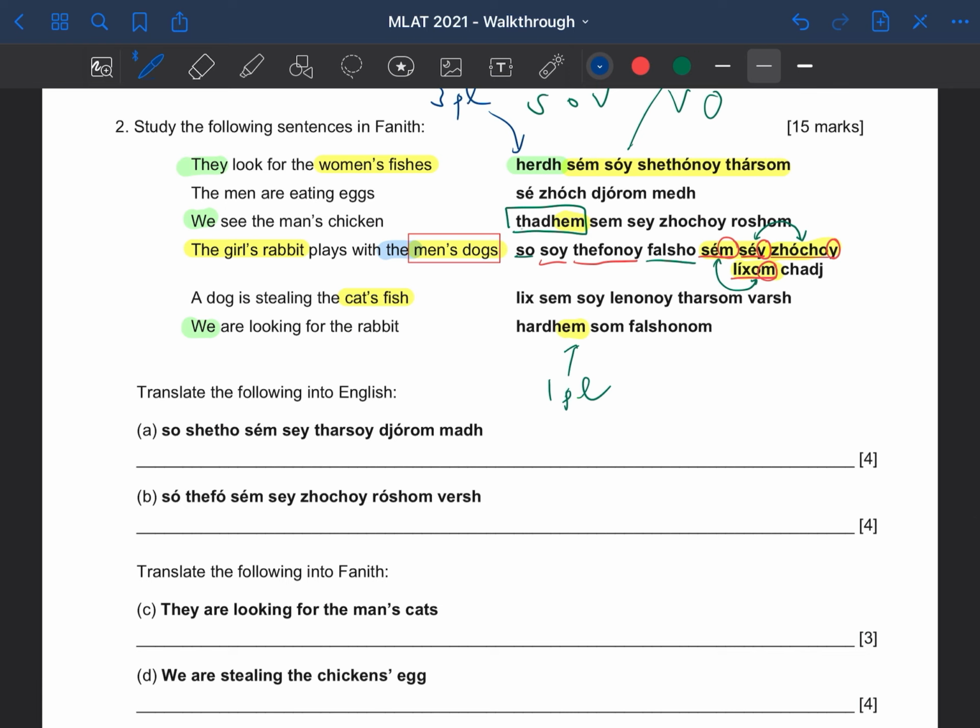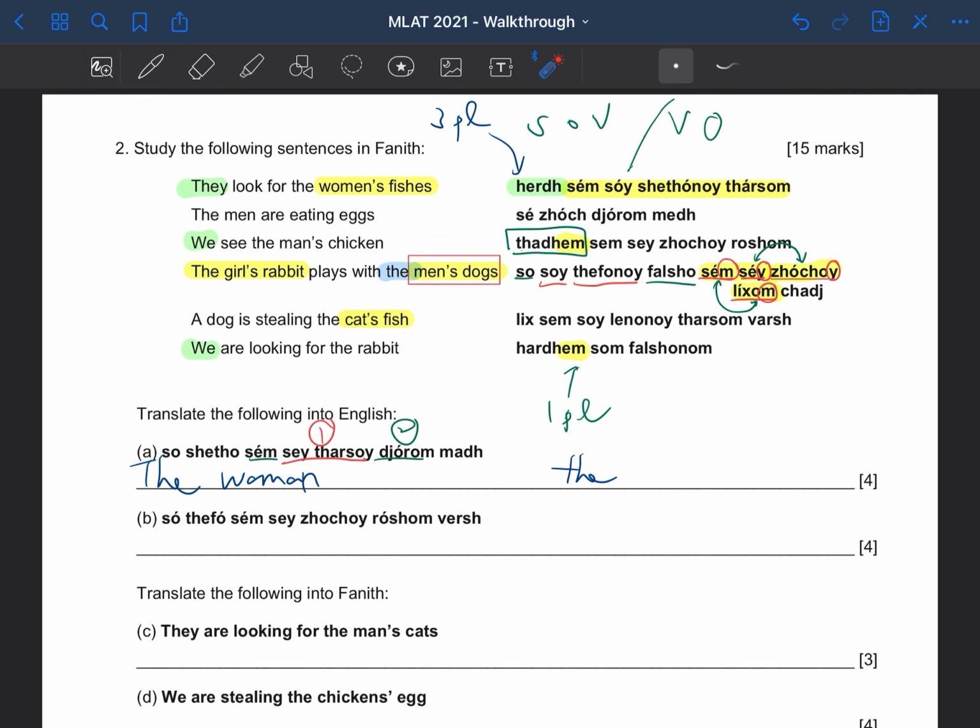So, we still have the and the. So what is shetho? Shetho would be the possessor, which means woman. And it doesn't have accents, so it is singular. We need to put se, tharsoi first, and then sem, jorom second. So what is tharsoi? And we actually see tharsoi in the other form, which is tharson, which corresponds to the object of this sentence, the possession of this sentence, and will be fishes. But this time it is in singular, so it will be fish.